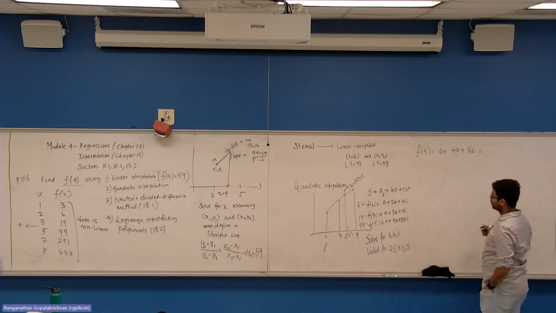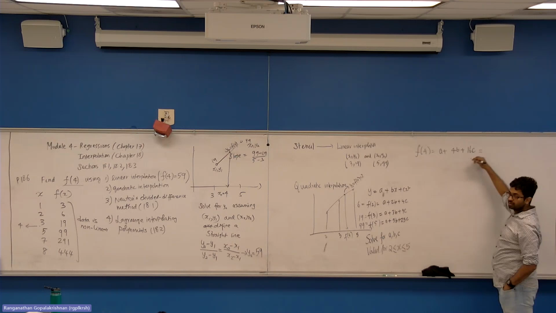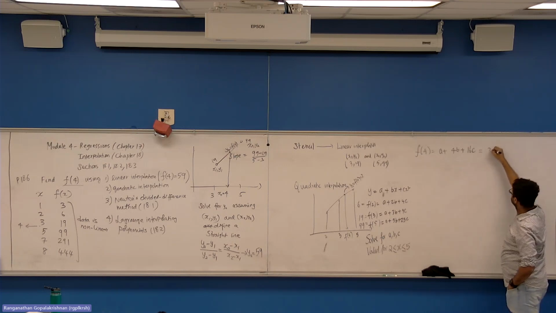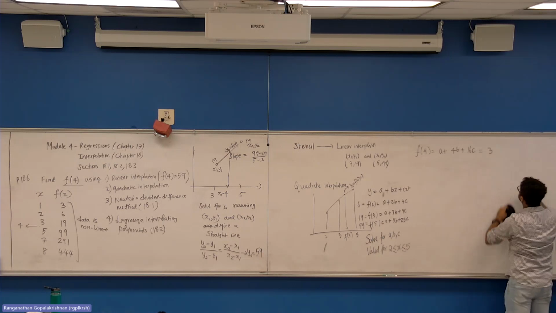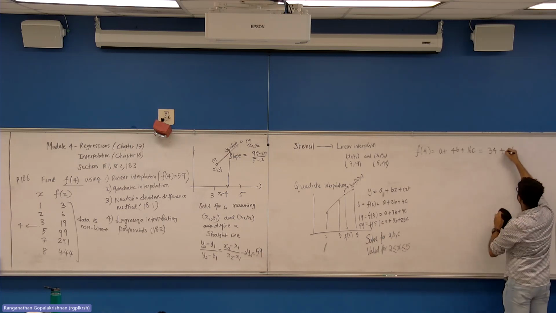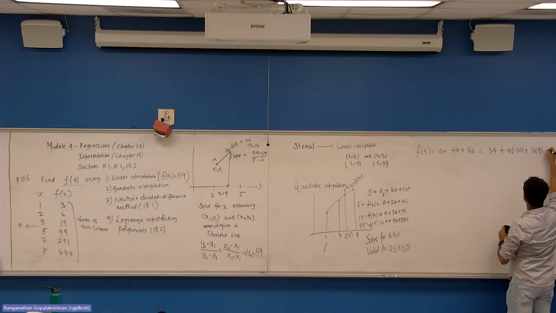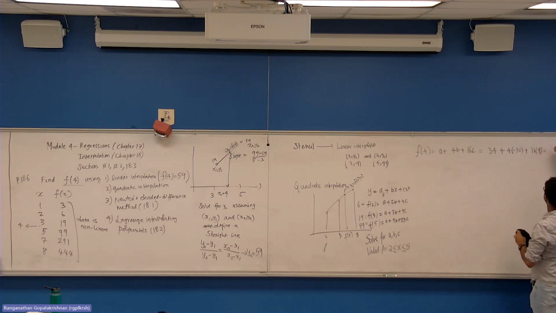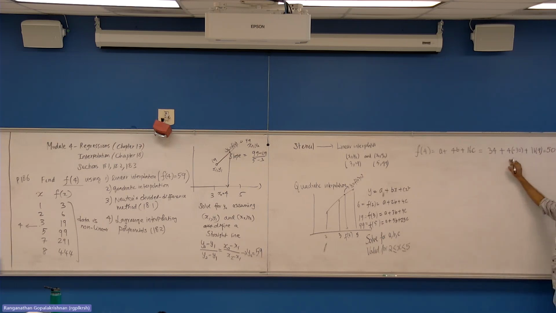Tell me a, b, and c. 34, negative 32, and 9. 34 plus 4 times negative 32 plus 16 times 9 equal to 50. Okay, so we get these values of a, b, and c.